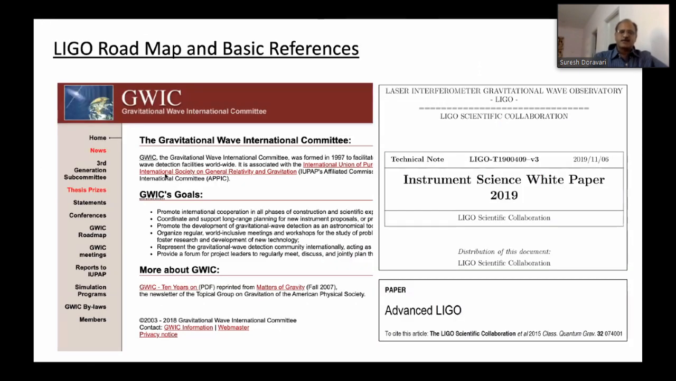The basic references of everything I have told you so far are contained in these two papers, which are publications from the Gravitational Wave International Community. There are two papers which were published not too long ago, the GWIC 10 years on and Matters of Gravity. Then every year we publish what is called an instrument science white paper, which captures all the instrumentation development that happens within the LIGO community. The instrument science white paper 2019 is the most recent. I think 2020 may be a little delayed, but we will have it out soon.